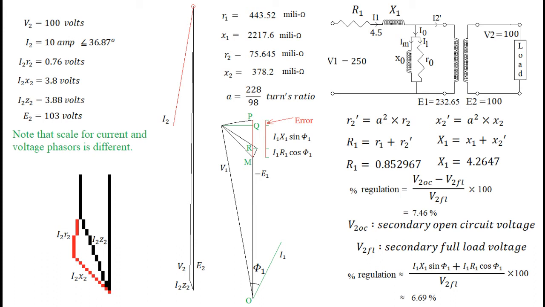Another term in the regulation expression is the open circuit voltage. This is replaced by the input primary voltage. The reason is that the no load current is vanishingly small, so the voltage drop in the total impedance must be very small. By substituting the values of 250 and 232.65 volts in the regulation expression, we get the value of regulation equal to 7.46.